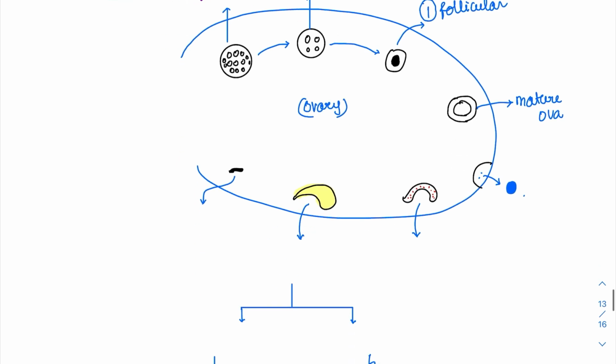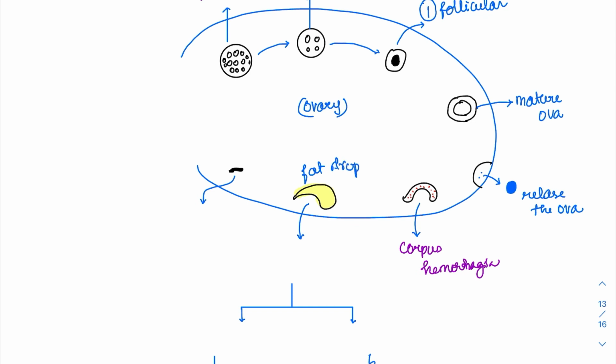And after the fusion process, what will happen? They fuse, and finally they release the ova. After this, there will be slight hemorrhage around this capsule. That is called corpus hemorrhagica. And after some time, this hemorrhage is usually replaced with fat droplets.